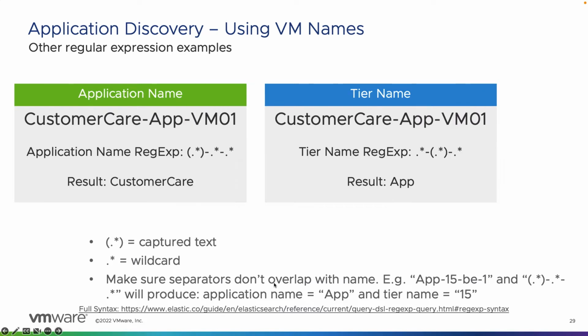Now, also utilizing the VM names within application discovery, we can utilize things like the application name. So here's our app name, and then here's our application name regular expression, and then this is the result that's going to come from utilizing that expression. Or the tier name. So we've got the same tier here, the app tier, and then we can see the tier name and regular expression, and then we can see the result is app. And again, this is our captured text, our wildcard, and then another reminder to make sure that the separators don't overlap with the name.